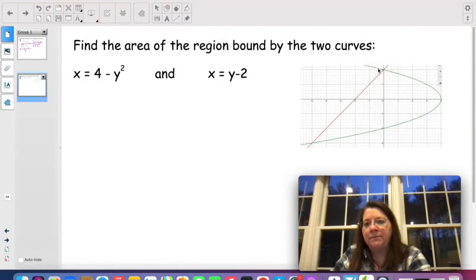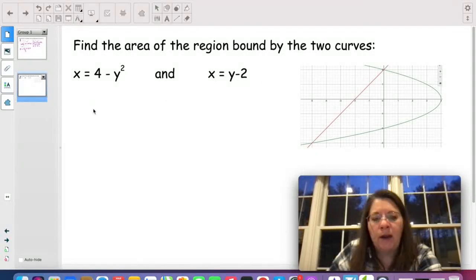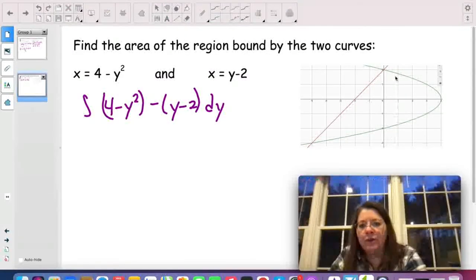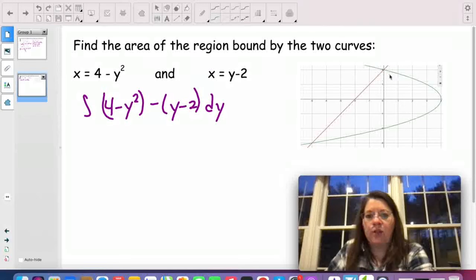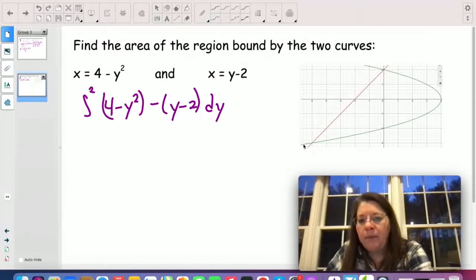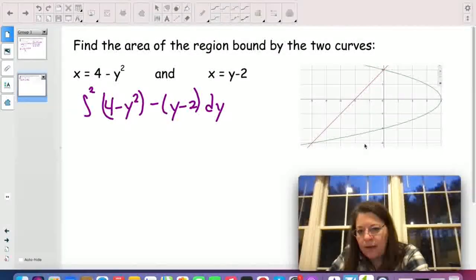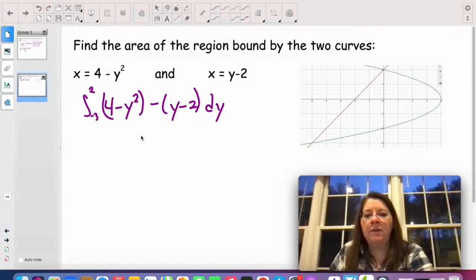We've got the top function is the green function again. The bottom function is the line here. So the top, it would be this one minus this one. It's going to be our integration of the 4 minus y squared minus y minus 2. So I'm going to set that up first. And then I need to understand my boundaries. And remember, my boundaries go from top to bottom now. My top y value here looks like that's at 2 for the top, and the bottom here looks like that's at -3. And so this is the integration that I'm going to do.